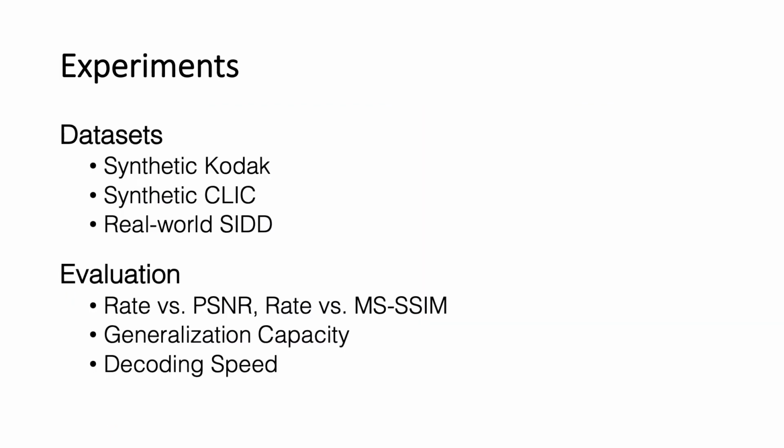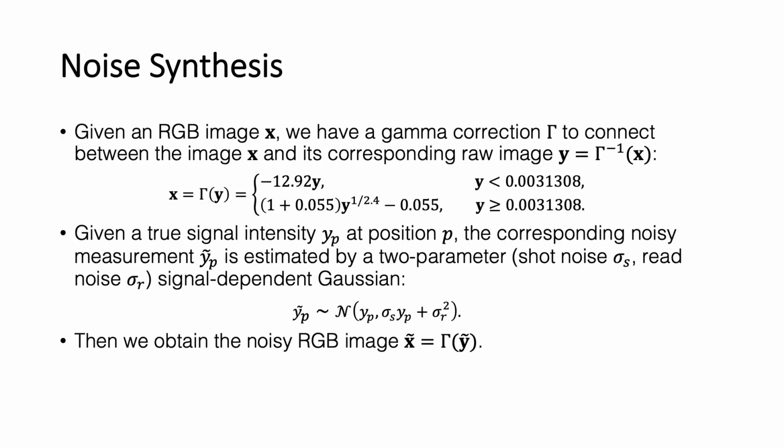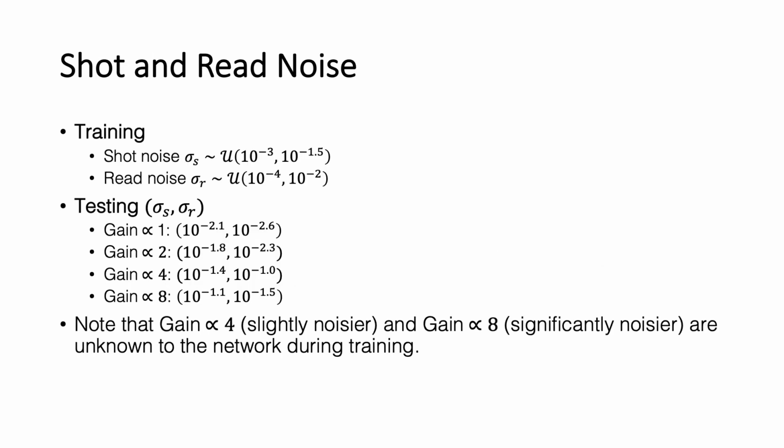We validate our joint framework on synthetic Kodak and CLIC images and a real-world dataset, SIDD. Results show that our method gains a significant improvement over the existing sequential and baseline methods in terms of rate distortion, generalization capacity, and decoding speed. We add synthetic image noise to images in raw space according to a two-parameter signal-dependent Gaussian. During training, the shot and read parameters are randomly sampled. During testing, we choose 4 predetermined parameter pairs at gain 1, 2, 4, and 8.